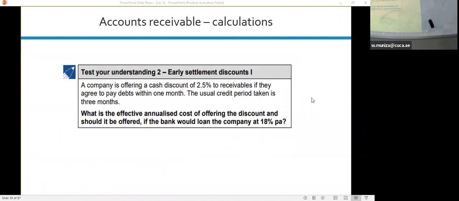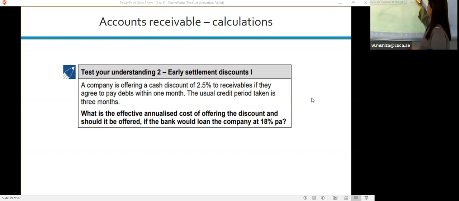Okay, now here is understanding number two. What is the effective annualized cost of offering the discount, and should it be offered if the bank would loan the company at 18%? So the interest rate is 18%. The discount should be offered only if the annualized cost is lesser than this, otherwise not. So you have to calculate the cost of discount.